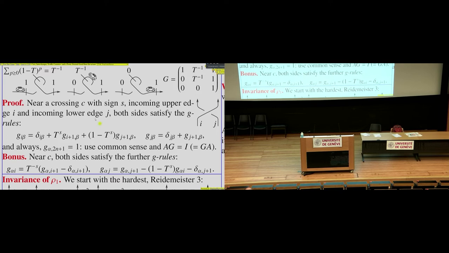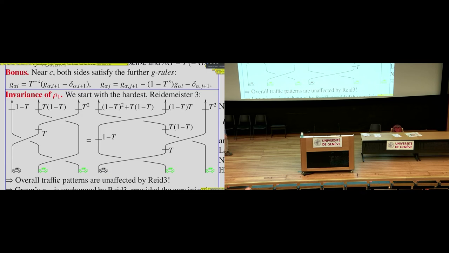And in fact, there is a bonus to this. The bonus is there are also rules for moving traffic counters. So you can either deduce them by pure thought, or note that if AG is equal to 1, then GA is also equal to 1, which means that there are rules on the rows of the matrix G, and they are written over here. Okay? So that was a preliminary. And now let me prove invariants to you. Let me start with the hardest: invariants under Reidemeister 3.